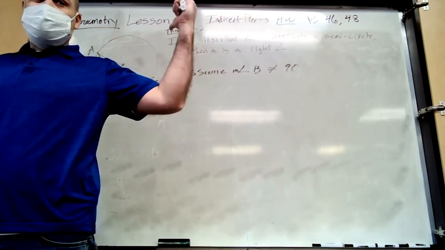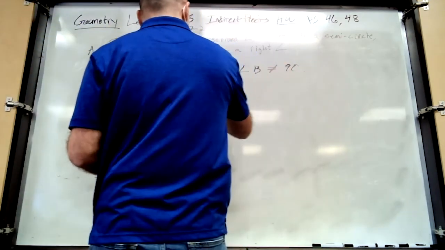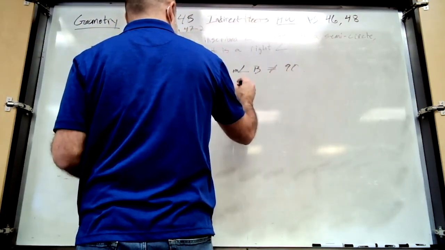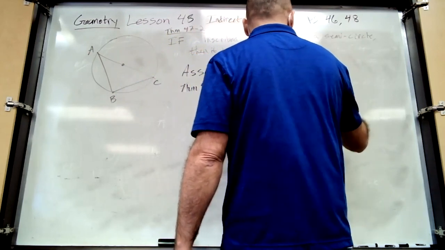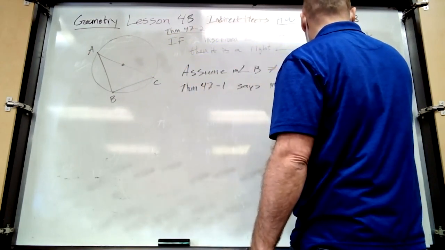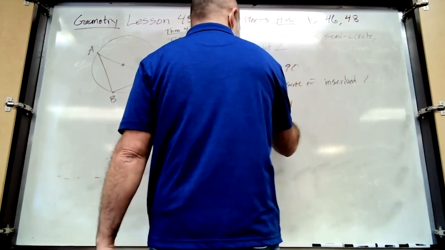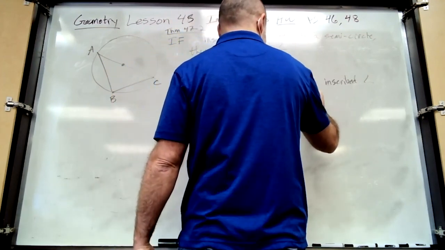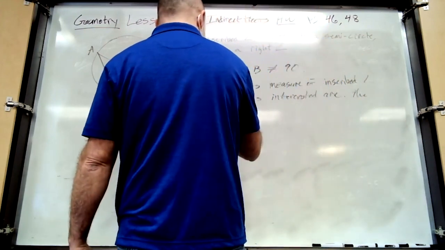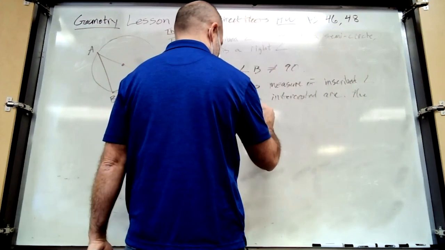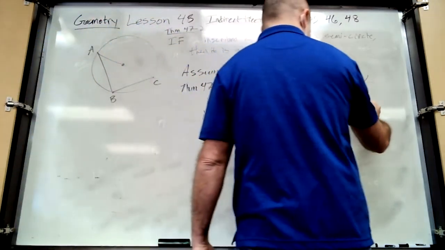Do you see what we did? We just said the conclusion. We're assuming the conclusion is false. All right. But theorem 47.1 says that the measure of an inscribed angle is half its intercepted arc. Well, the intercepted arc is 180 degrees. Half of 180 is 90.